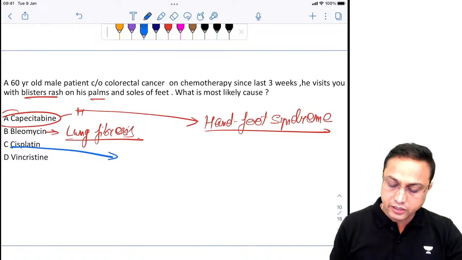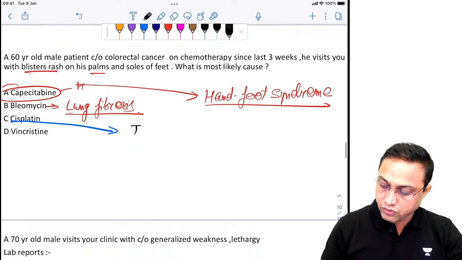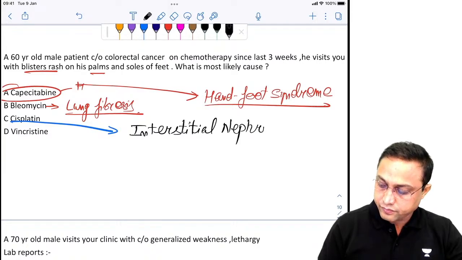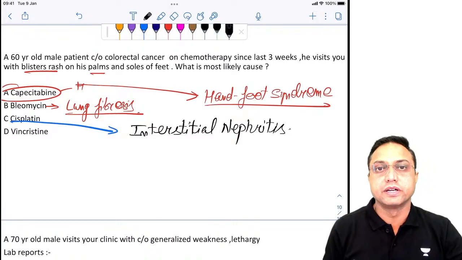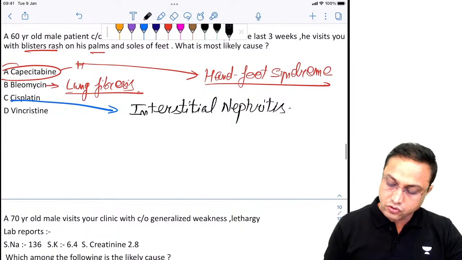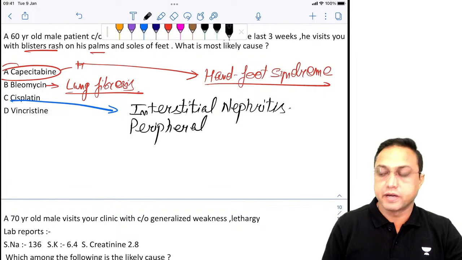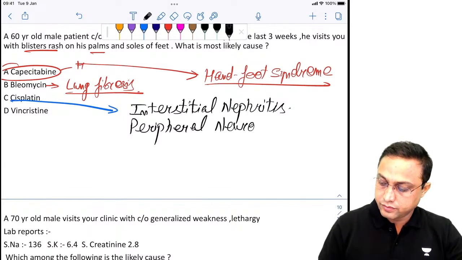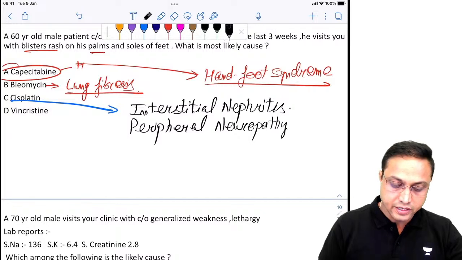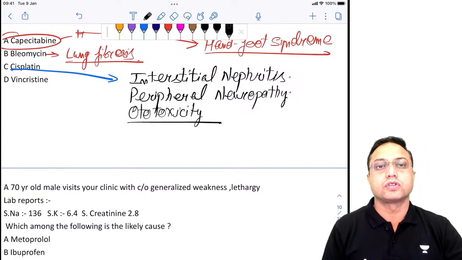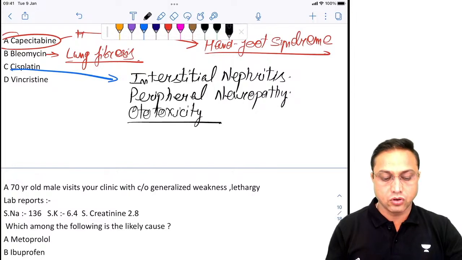What is the side effect of cisplatin? The side effect of cisplatin includes, first of all, it can cause interstitial nephritis. It can cause peripheral neuropathy. It can cause ototoxicity. So interstitial nephritis, peripheral neuropathy, or ototoxicity.